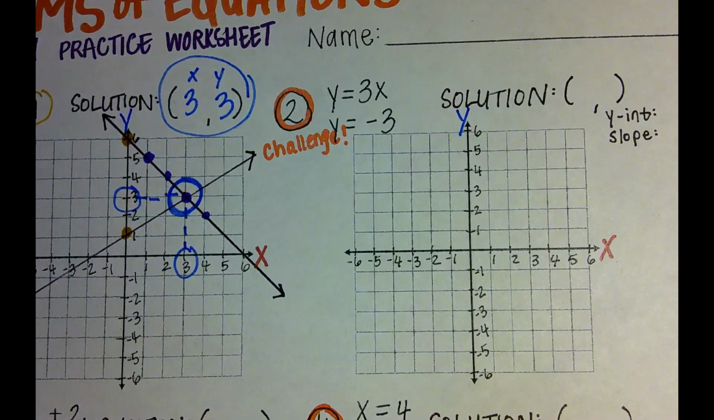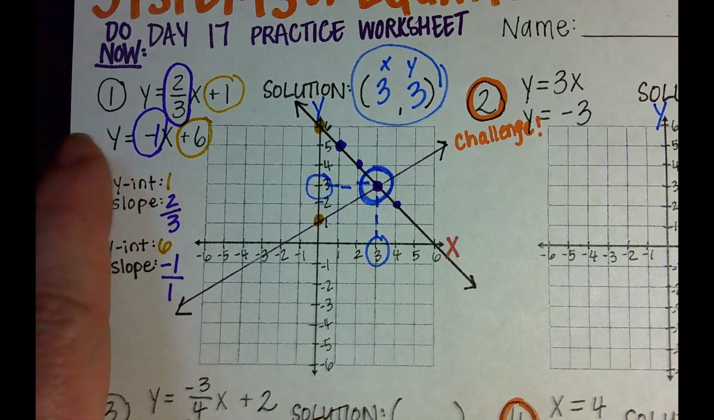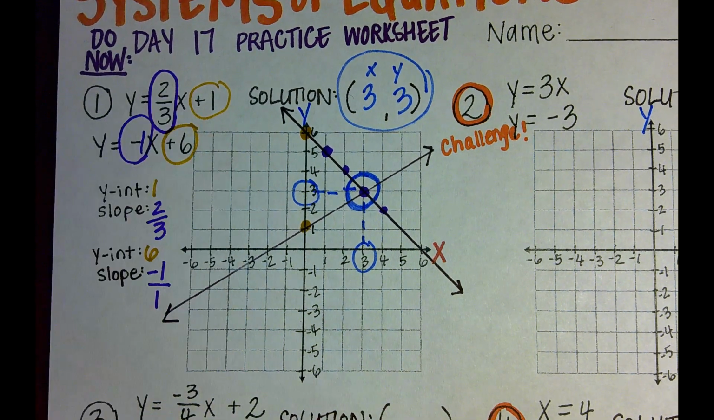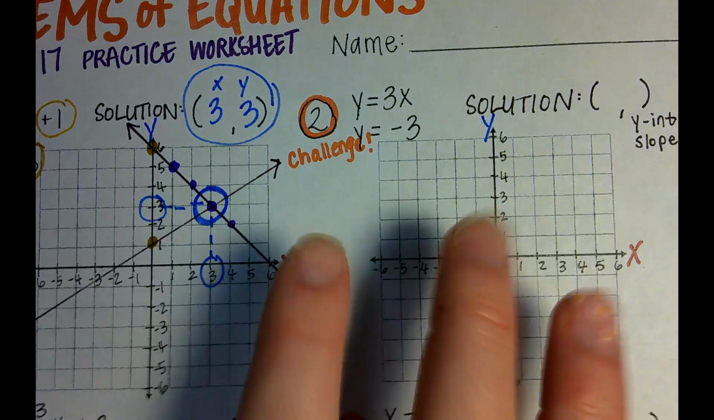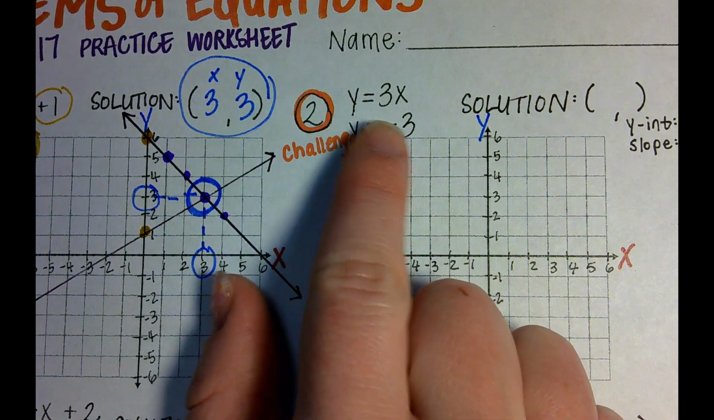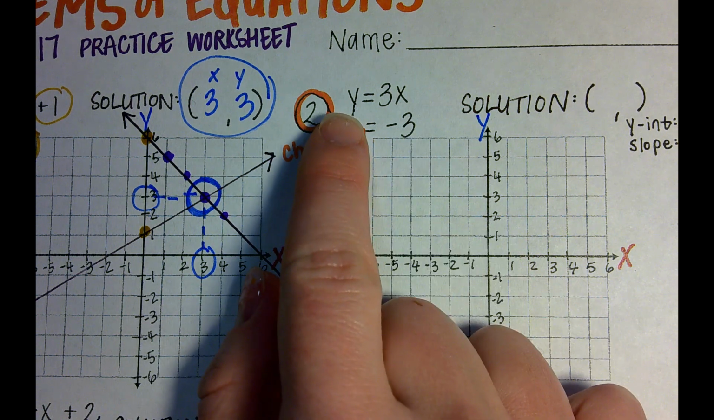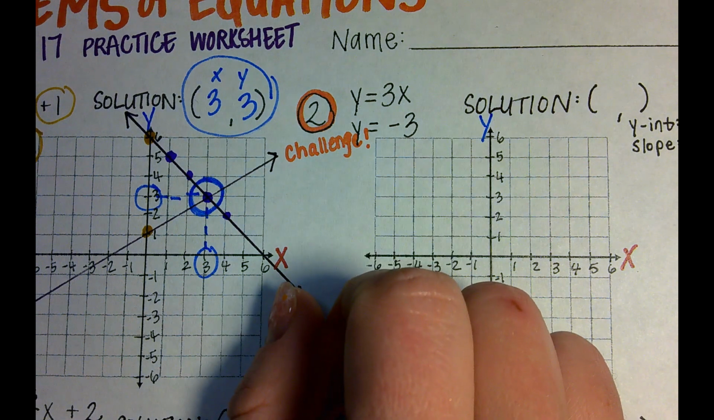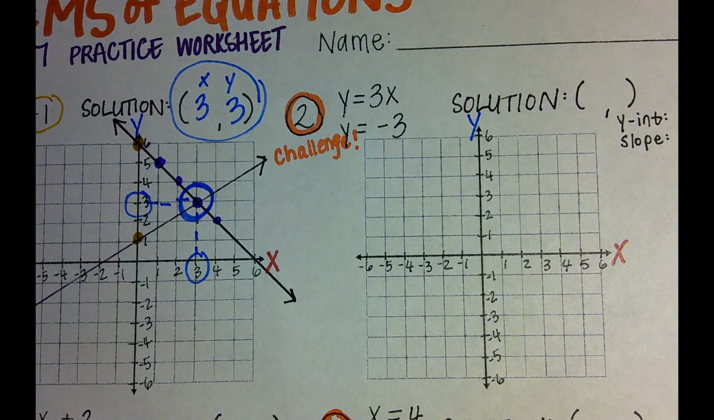This one's a little bit of a challenge because our equations are not as typical as our first problem. We've got some pretty easy to read slope-intercept form, y equals mx plus b. Over in number 2 though, I have y equals 3x, that's what that is. And then I have y equals, there's no x, minus 3. So y equals 3x and y equals negative 3. Which one of these equations do we want to try to graph first?